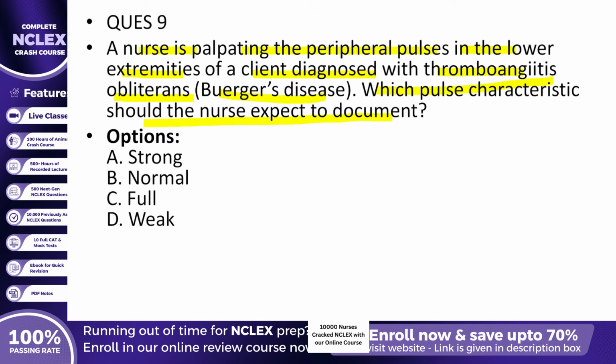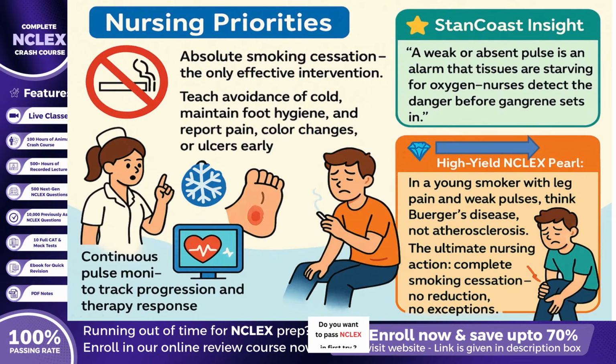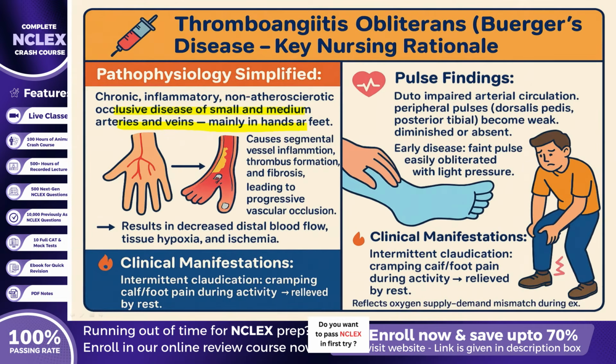Thromboangiitis obliterans is a chronic, inflammatory, non-atherosclerotic occlusive disease that primarily involves the small and medium-sized arteries and veins of the distal extremities, especially the hands and feet. This disease causes segmental inflammation of the vessel walls, followed by thrombus formation and fibrosis, which progressively narrow or even completely block the vascular lumen. Because of this severe obstruction, the blood flow to distal tissues becomes markedly reduced, resulting in tissue hypoxia, ischemia, and eventually necrosis if left untreated.